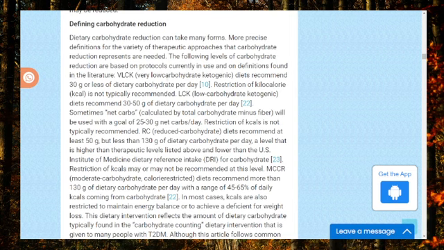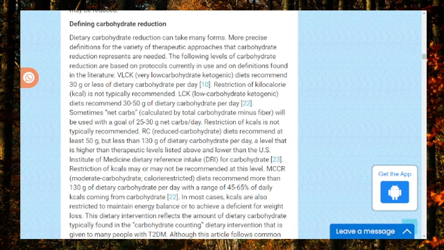VLCK, or very low carbohydrate ketogenic diets, recommend 30 grams or less of dietary carbohydrate per day, reference 10. Restriction of kilocalories, or kcal, is not typically recommended.